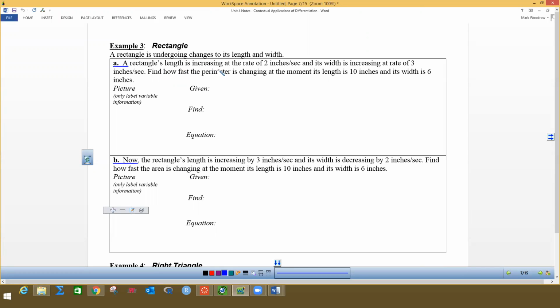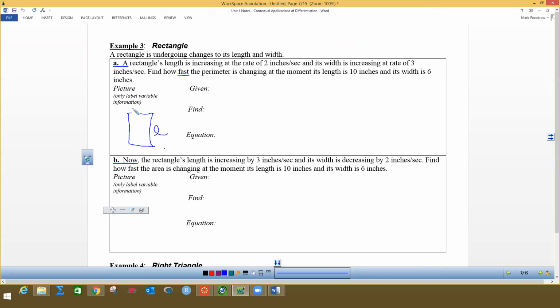So a rectangle. As soon as I read a rectangle, I'm going to stick a rectangle up here. And it says a rectangle's length is increasing and its width is increasing. How fast, and again, fast is another word for rate, is the perimeter changing the moment the length is 10 and whatever. So when you draw a picture here, don't put numbers on this picture because these things are changing. This is getting bigger this way, and this is getting bigger this way. So we don't put numbers on this except if they are constant the entire time, but everything's changing here.